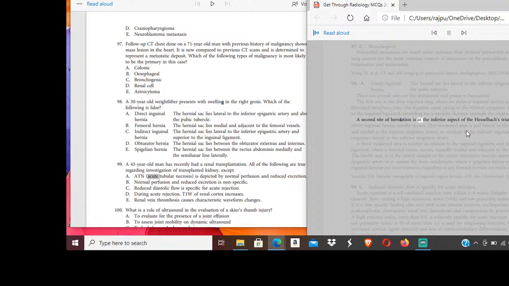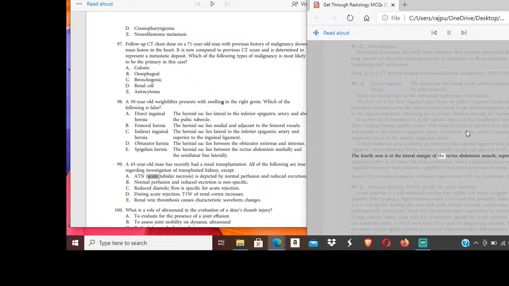A second site of herniation is at the inferior aspect of the Hesselbach's triangle, where a direct inguinal hernia usually occurs. This weakened area is just lateral to the conjoint tendon and medial to the inferior epigastric artery, in contrast to the indirect inguinal hernia, which originates lateral to the inferior epigastric artery. A third weakened area is inferior in relation to the inguinal ligament and lateral to the lacunar ligament, where femoral hernia occurs, typically medial and adjacent to the femoral vessels.